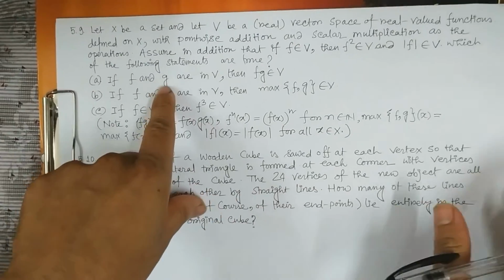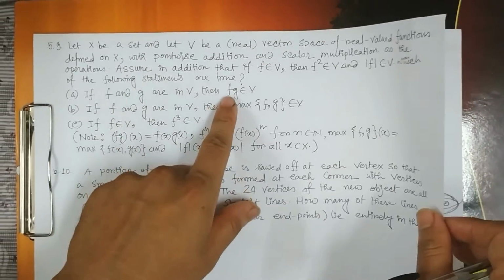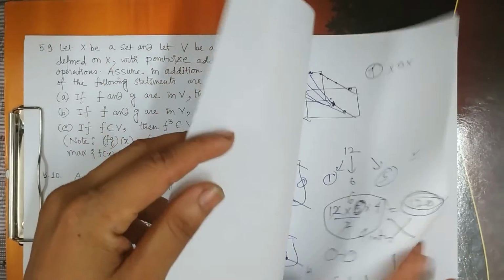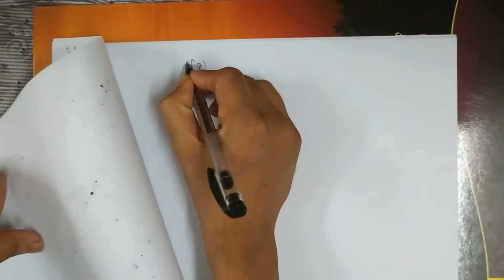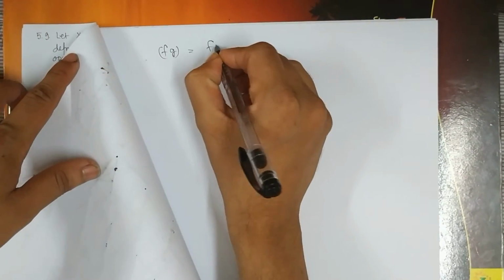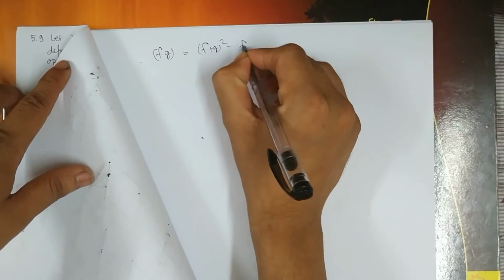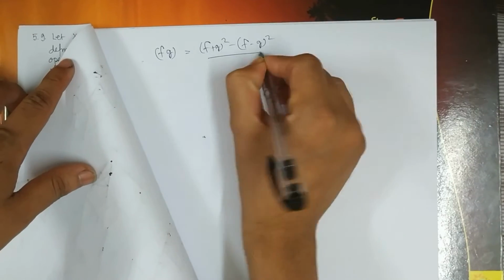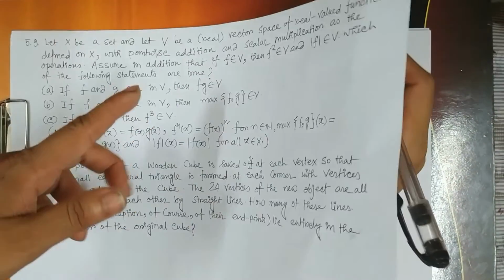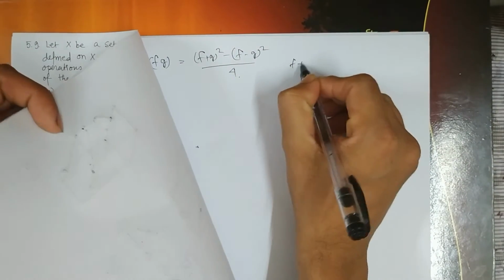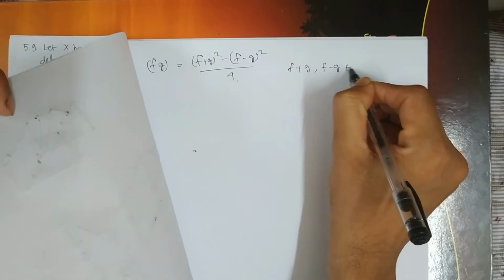Okay, so now if f, g are in V, we are asked to find out if f times g is inside V or not. Note that fg can be written as ((f plus g) square minus (f minus g) square) by 4. Now since V is a vector space, and we are taking f, g inside V, f plus g and f minus g, both of them are in V, right?